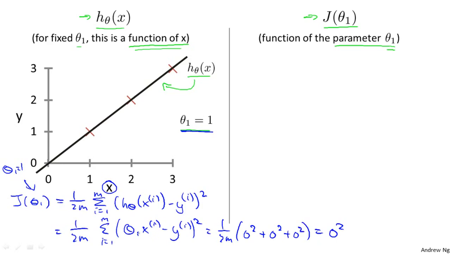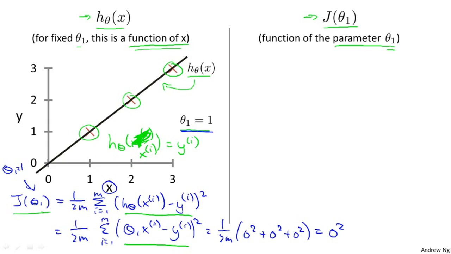Now, inside the cost function, it turns out each of these terms here is equal to 0 because, for the specific training set I have, where my 3 training examples are at (1, 1), (2, 2), (3, 3), if theta 1 is equal to 1, then h of xi is equal to yi exactly. Right? And so h of x minus y, each of these terms is equal to 0, which is why I find that J of 1 is equal to 0. So we now know that J of 1 is equal to 0. Let's plot that.